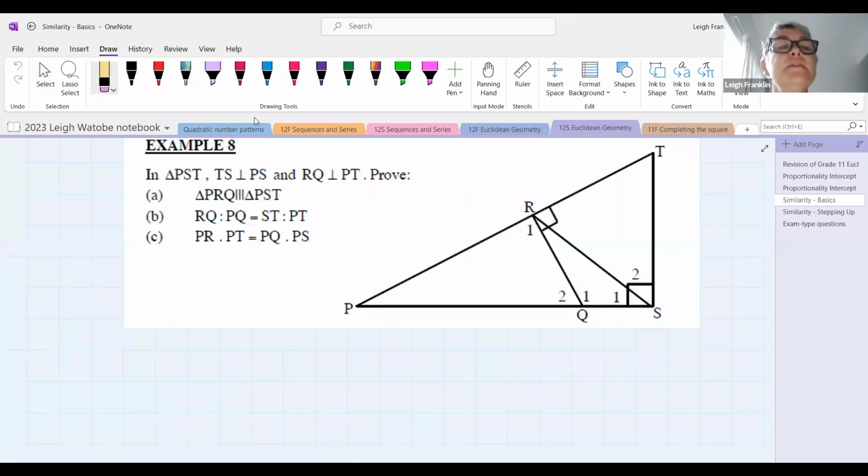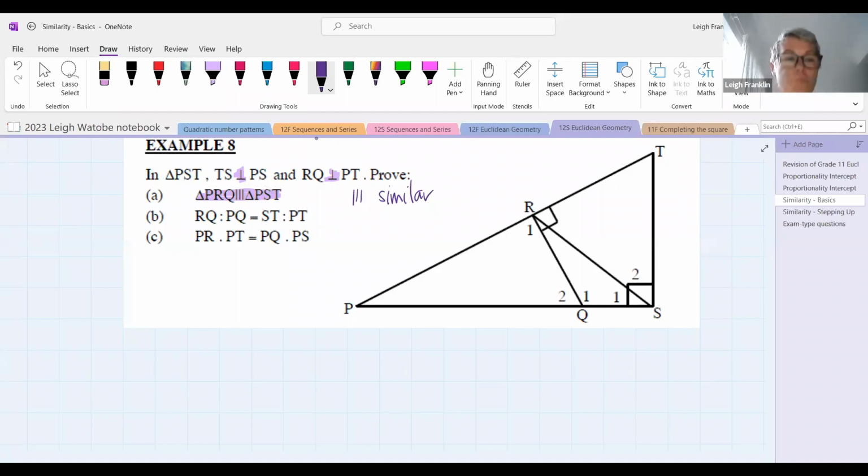All right, the first thing that we always do in geometry is read the information that's given to us. They tell us in triangle PST, which is the big triangle, TS is perpendicular to PS. This sign over here, perpendicular, means that there is a right angle. And RQ is perpendicular to PT. So in other words, they've given us two right angles. The first thing that they want us to prove is that triangle PRQ is similar to triangle PST. Remember those three lines like that, that is the mathematical symbol for the word similar.